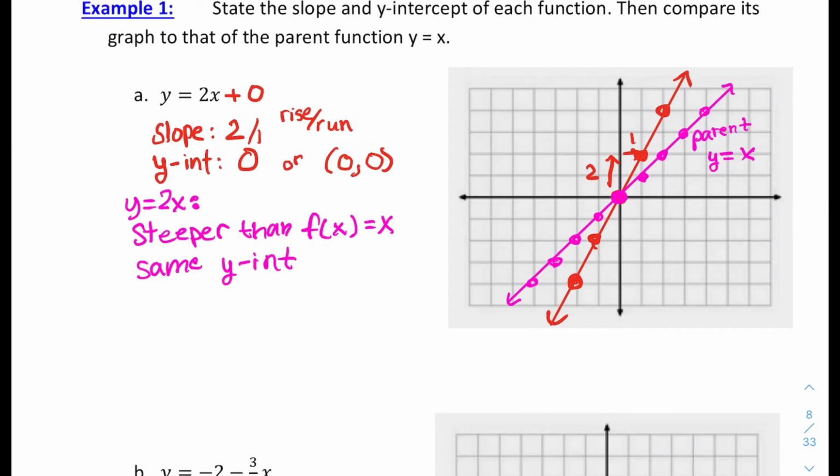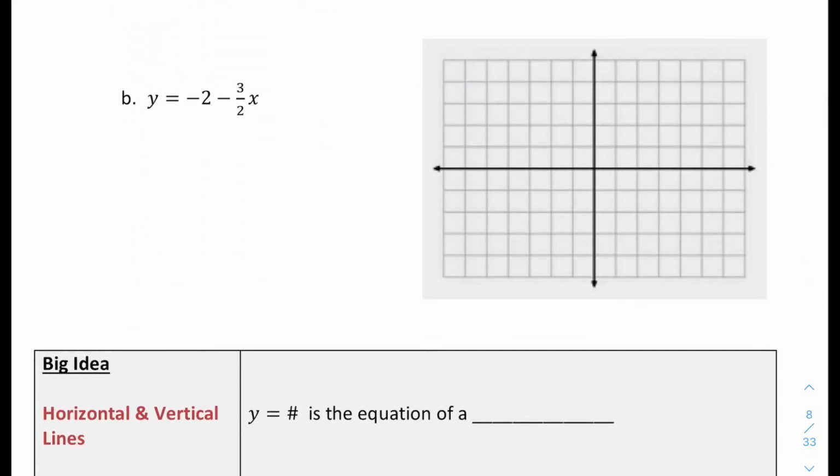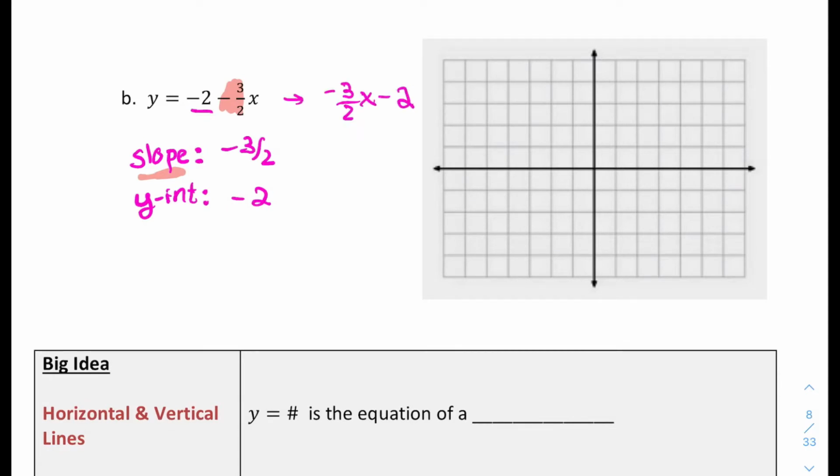Let's look at another one. So this one is kind of in a different order than you might expect. If it bothers you, you can rearrange it. So if you look at your slope, it's your coefficient on your variable. So that is going to be negative 3 over 2. And your y-intercept is the value that's being added or subtracted. So it's negative 2. Like I said, if it makes you feel better to rearrange it into the form you're more used to, go for it.